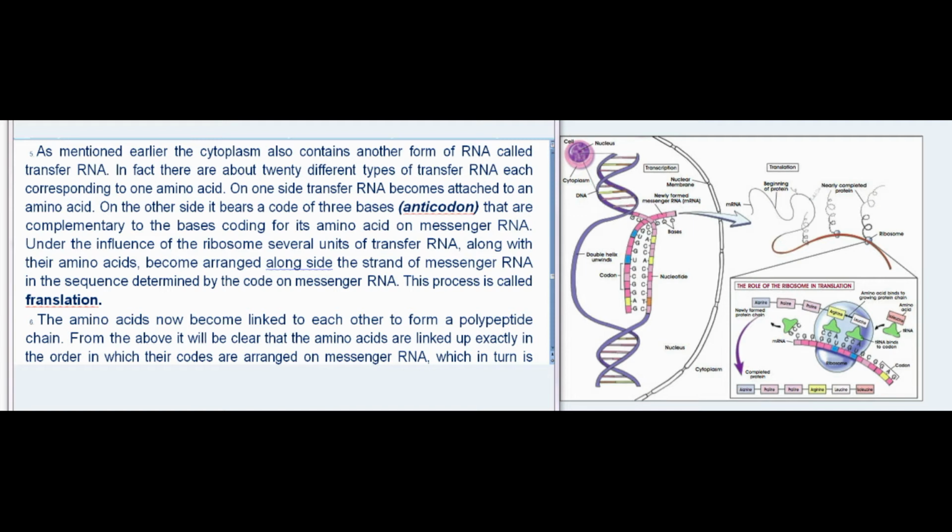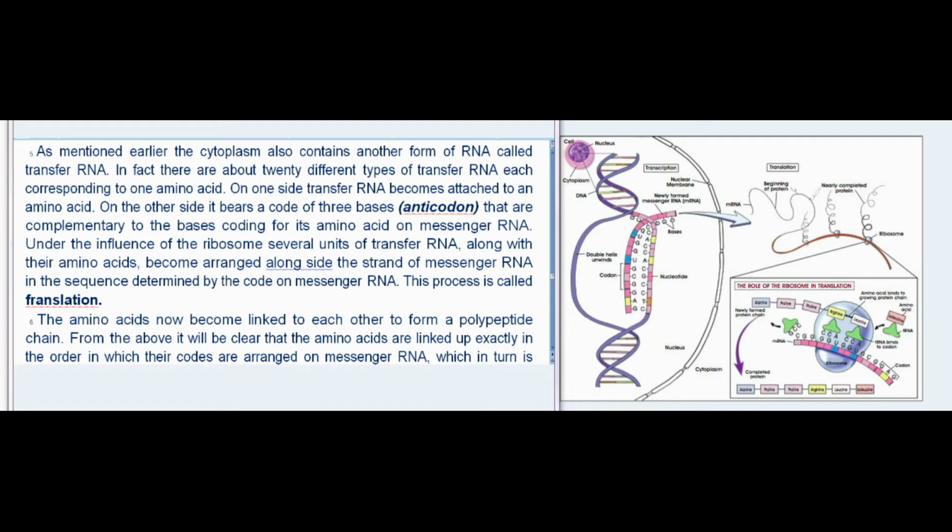On one side transfer RNA becomes attached to an amino acid. On the other side it bears a code of 3 bases, the anticodon, that are complementary to the bases coding for its amino acid on messenger RNA. Under the influence of the ribosome several units of transfer RNA, along with their amino acids, become arranged alongside the strand of messenger RNA in the sequence determined by the code on messenger RNA. This process is called translation.